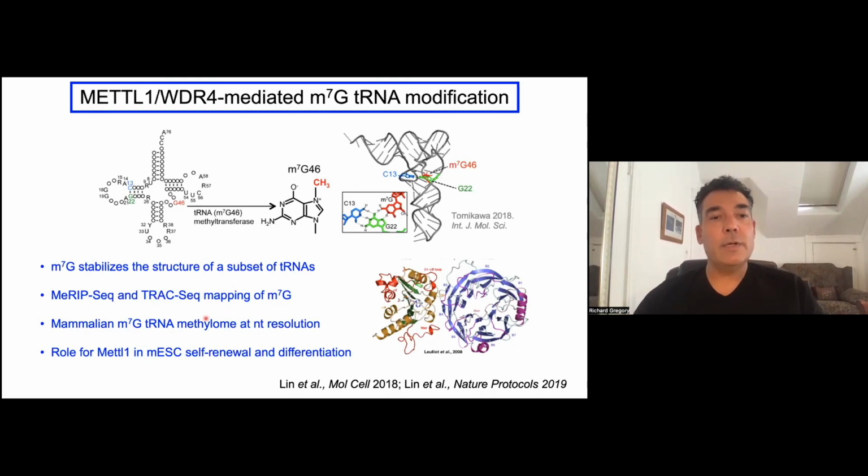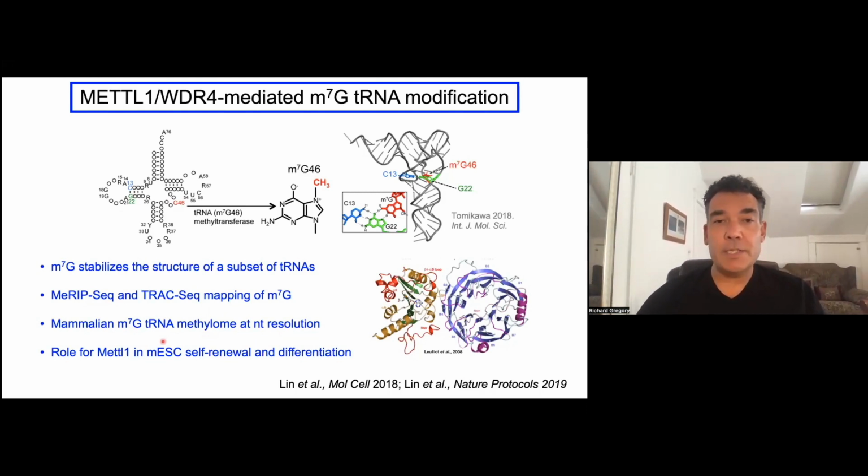And as I alluded to earlier, we did this in the context of mouse embryonic stem cells. We revealed for the first time the tRNA methylome in mammals, and we identified that, unlike in yeast, where this modification is dispensable under normal growth conditions, it's specifically required for growth under elevated temperature. In a mouse, mammalian system, METL1 is essential for the rapid proliferation and normal cell cycle of ES cells. And it's also required for the normal differentiation, in particular into the ectodermal germ layer lineage.